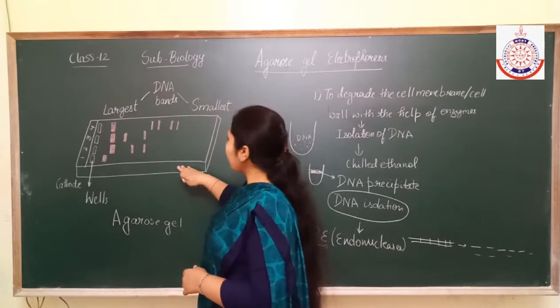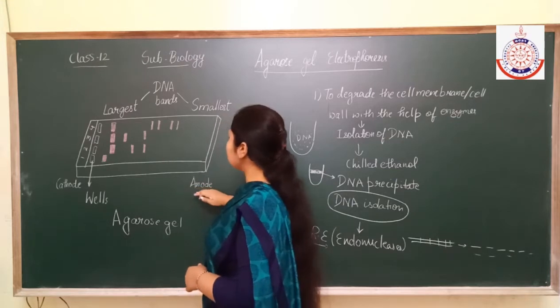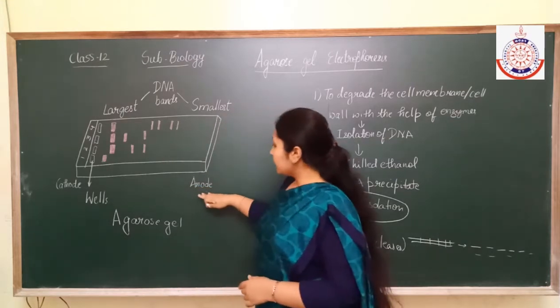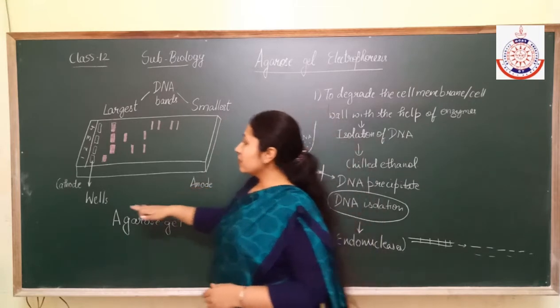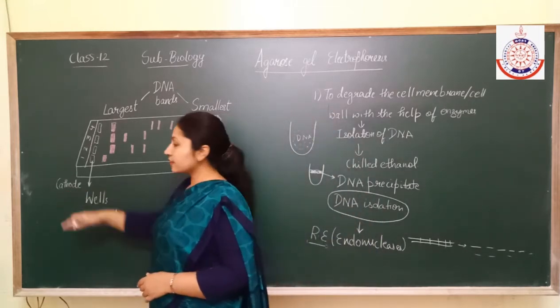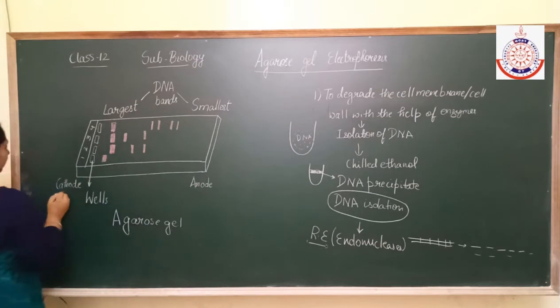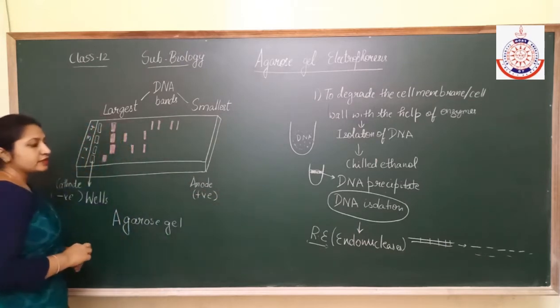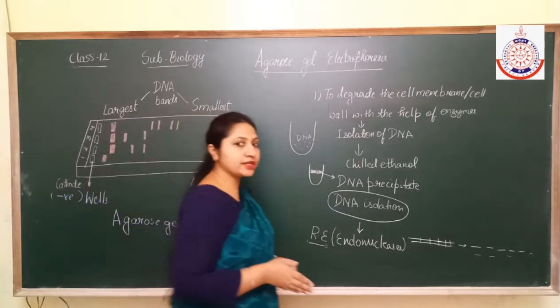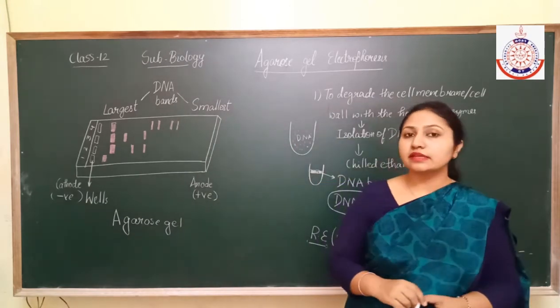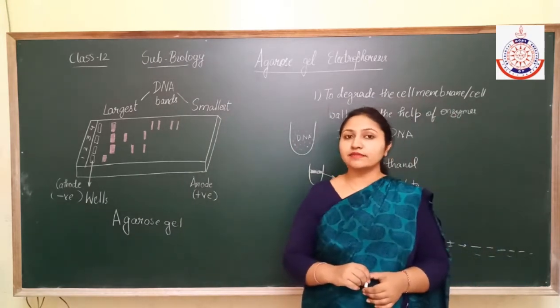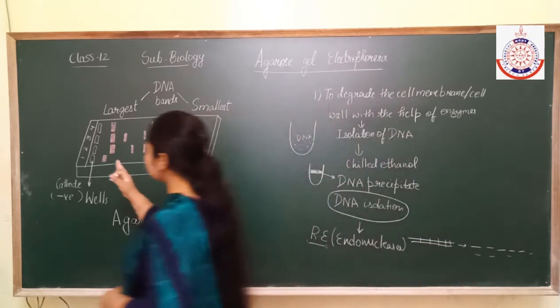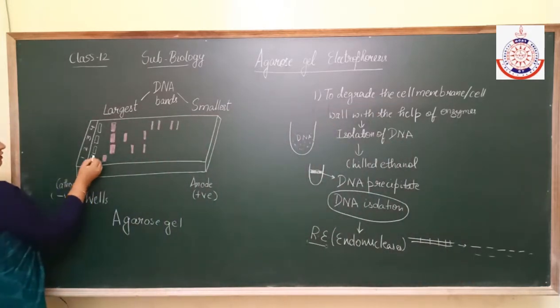On this side the anode electrode is present, which is the positive charge, and here the cathode is present, which is the negative charge. This is negative charge and here it is positive charge. And what is the charge present on the DNA fragments? Yes, it is negative charge, DNA is negatively charged. And here in this region, at the cathode region, wells are created, these are the wells.